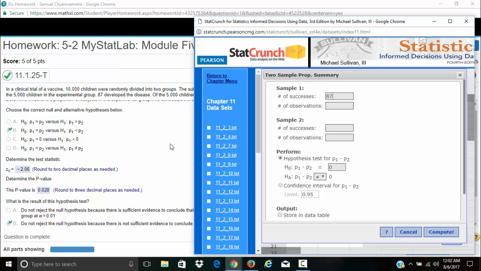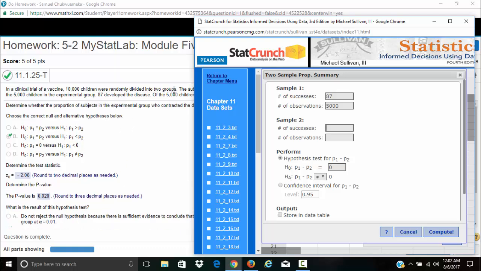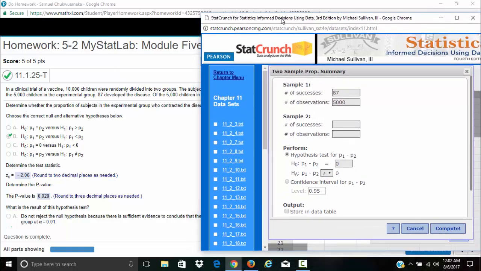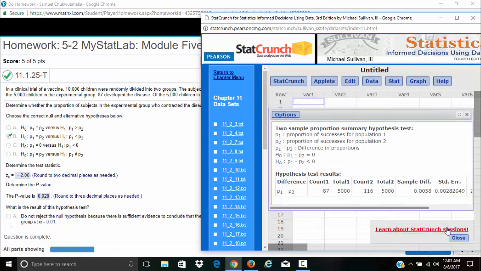First one, this is 87, observations is 5,000. Next one will be, I think that's 116, right? Yeah, 116. Observations 5,000. In this case you're doing a hypothesis test, and it is left-tailed. So you click this drop-down and select less than, and you click compute.